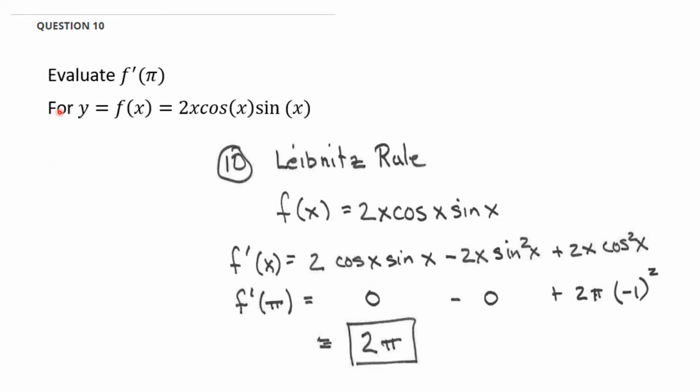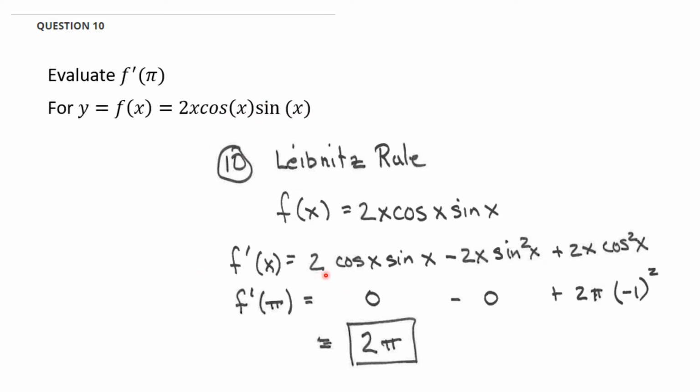Question number 10, you were to evaluate again f prime of pi, but this time f of x was 2x cosine x times sine x. Now we discussed in class Leibniz rule for a derivative of a multiple product, and basically you're going to take the derivative of the first times the other 2, and the derivative of the middle one times the other 2, and then finally the derivative of the last one times the other 2.